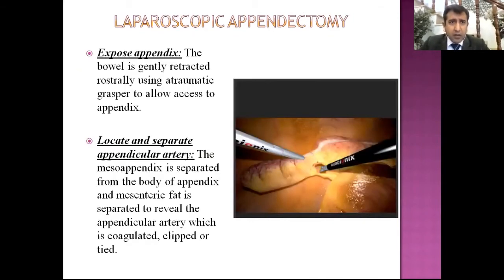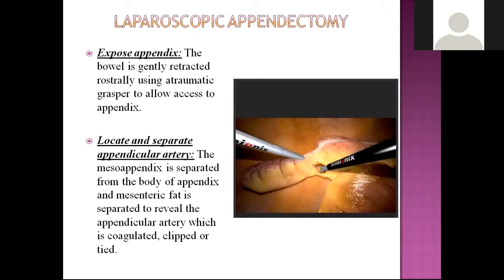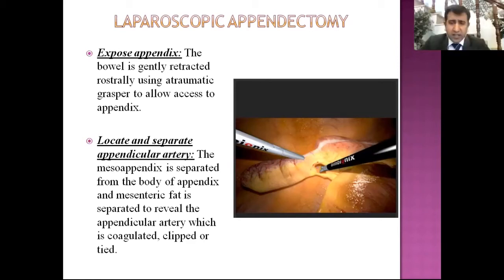Expose the appendix. The bowel is gently retracted using an 8 mm grasper to allow access to the appendix. Locate and separate the appendicular artery. The mesoappendix is separated from the body of the appendix to reveal the appendicular artery, which is coagulated, clipped or tied. It all depends upon your device. If you have a good energy device, then life is easy. But if you want to clip, make a window between the base of the appendix and cecum, and you can clip it. Otherwise, you can coagulate it with bipolar diathermy for a few seconds and then cut it with a scissor hook.